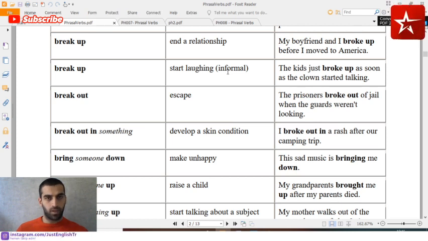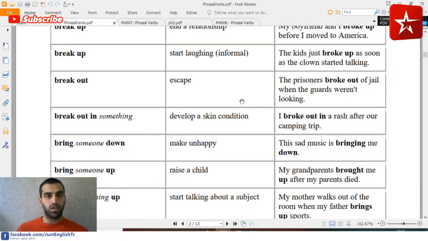Okay, so first one, break up. End a relationship. It means stop a relationship with someone. For example, my boyfriend and I broke up before I moved to America. The second meaning of break up is start laughing. For example, the kids just broke up as soon as the clowns started talking. Yes, broke up has the meaning of laughing in informal English.